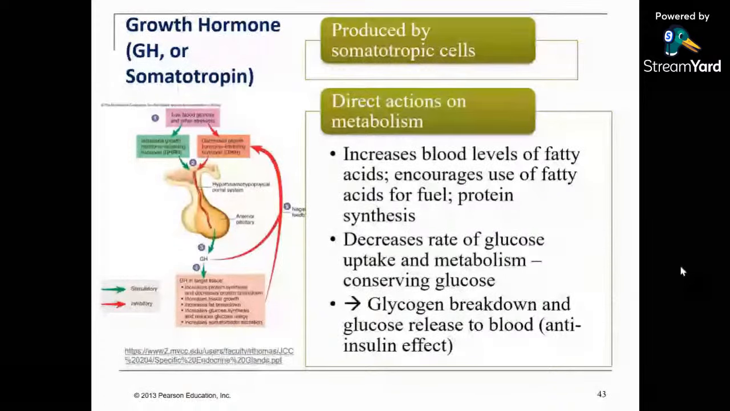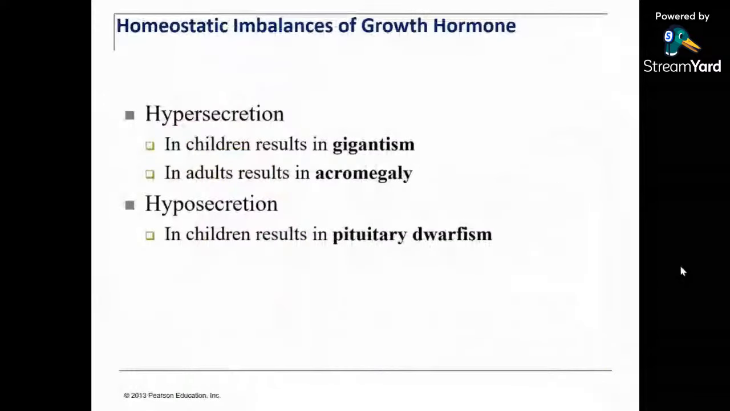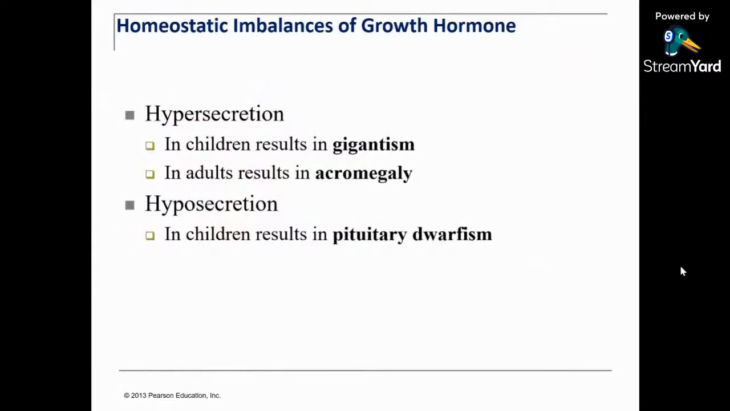it decreases the growth hormone releasing hormone and also the growth hormone inhibiting hormone. Next, homeostatic imbalance of growth hormone: due to hypersecretion, gigantism occurs in children and acromegaly in adults, and due to hyposecretion, pituitary dwarfism is found in children.